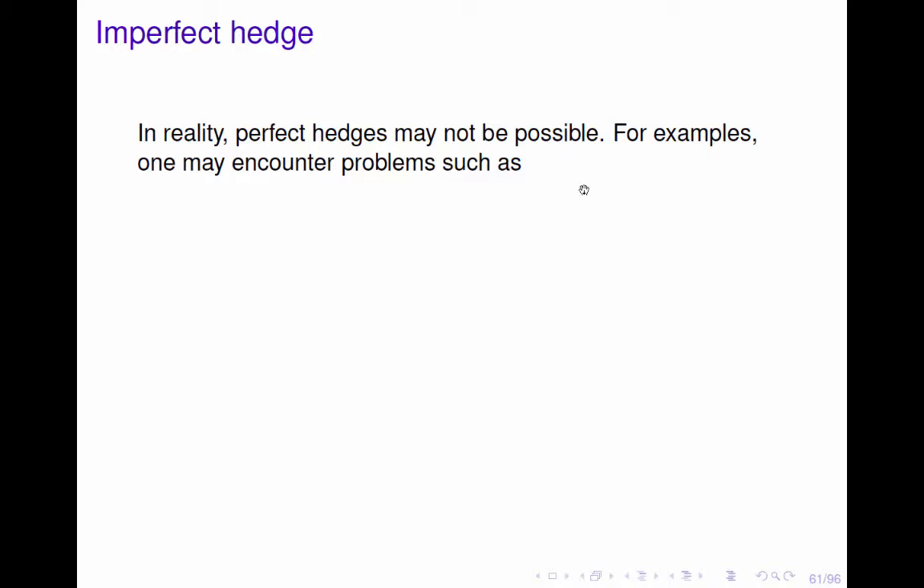At the end of the last lesson, we mentioned that, in reality, perfect hedges may not always be possible. In this lesson, we will focus on imperfect hedges. The causes of imperfect hedges could be the following.